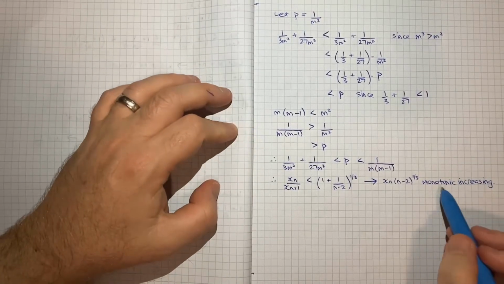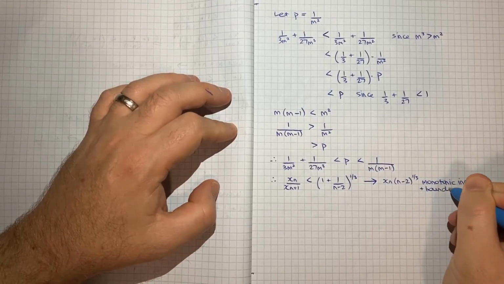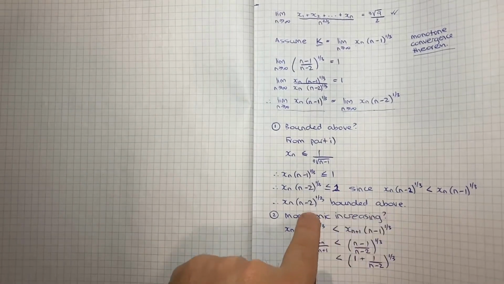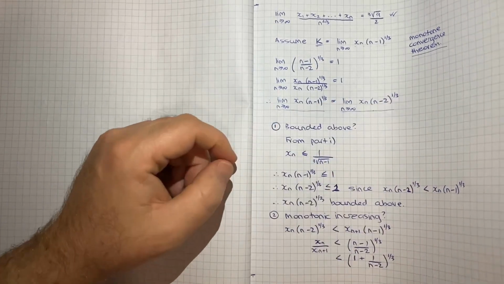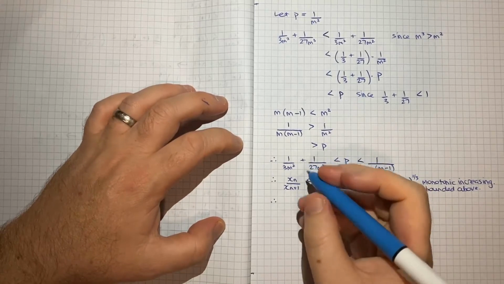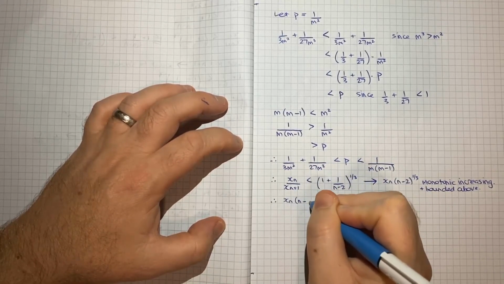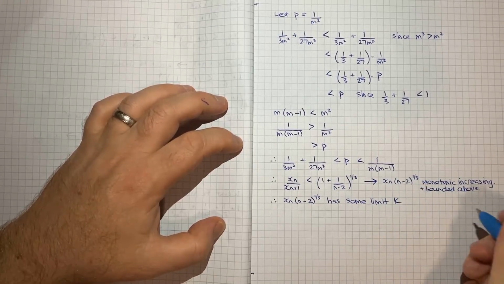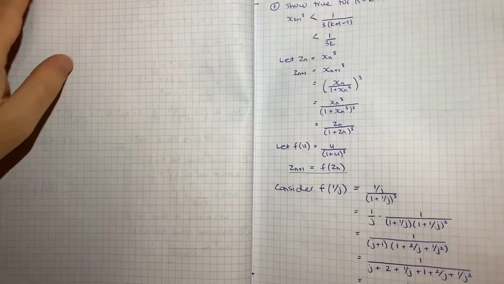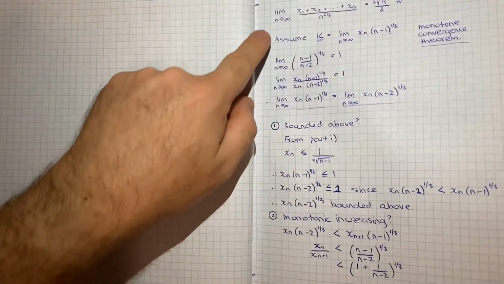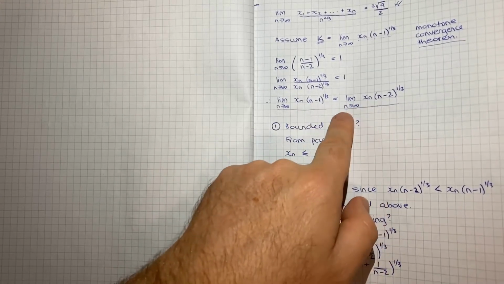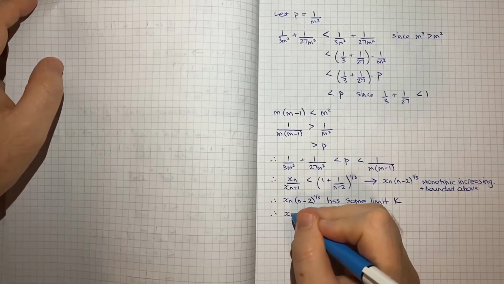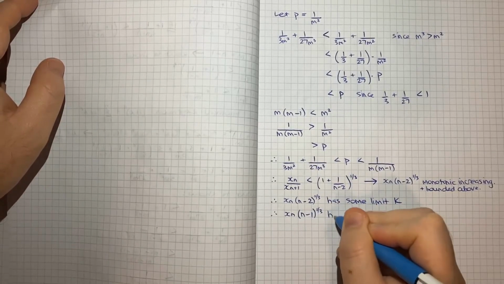Now, because it's that and we had already shown that it was bounded above, right at the beginning we also showed that it was bounded above, it meets the two requirements of the monotone convergence theorem, so therefore we can conclude that xn n minus 2 to the third has some limit, and we call it k, and therefore, again, going back to the very beginning, the preliminary step where we showed that these two things must have the same limit, if we've proved that the limit of this function exists, we've proved that xn n minus 1 to the third has that same limit.